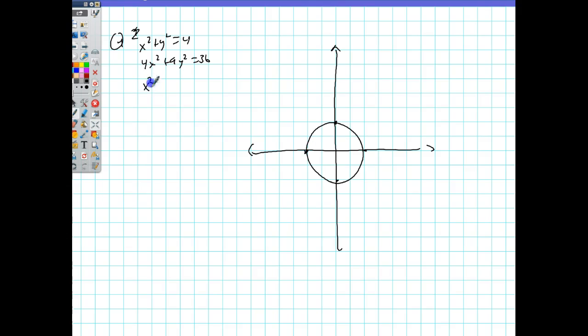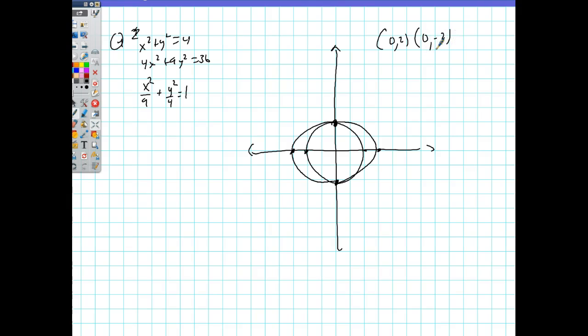I divide across by 36, I get x squared over 9 plus y squared over 4 equals 1, right? So it's going to open left, right, 3. Centers at 0, 0. 1, 2, 3. Left, right, 3. And then up, down, 2. So it's going to look something like this. So if A is greater than B, it's going to be longer horizontally. But if B is greater than A, it's going to be longer vertically. All right. So what are my answers? 0, 2, 0, 2, and 0, negative 2.